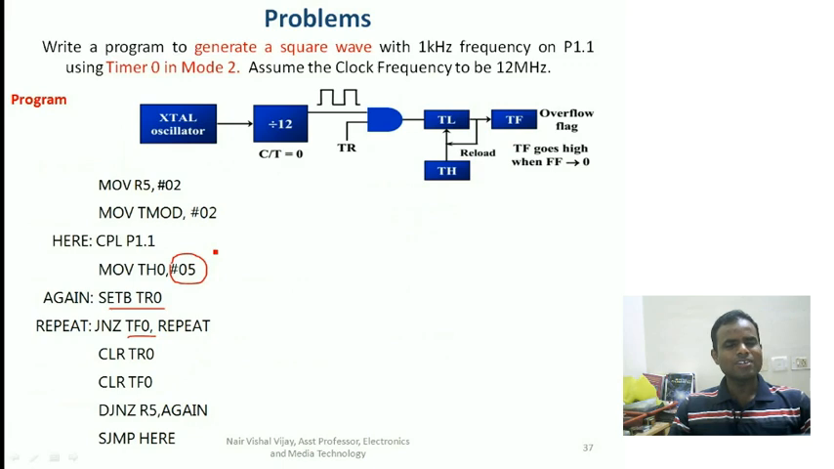It is the same as it was in mode 1 operation. The only difference is the count value. How do you change the count value, or how do you generate a 500 count value using an 8-bit register?